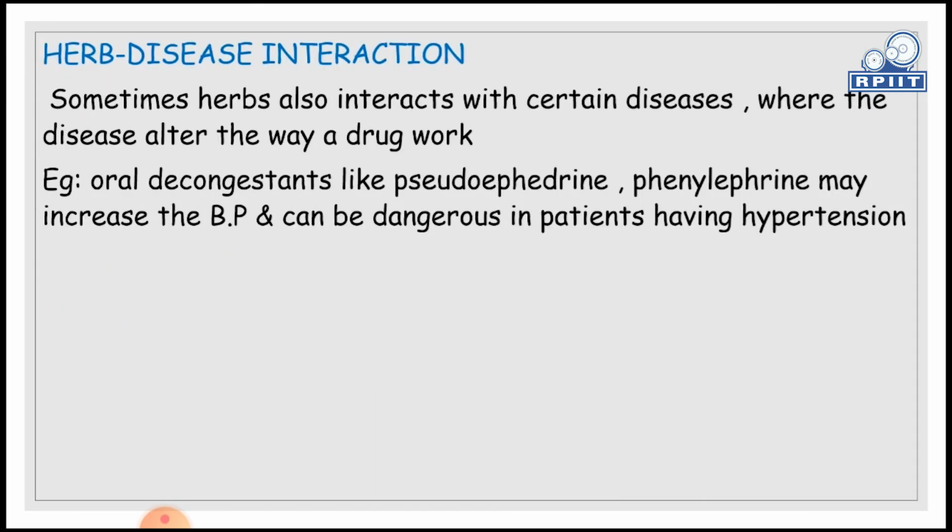The next is herb-disease interaction. In this interaction, herbs should be avoided in some diseases. If we take the example of oral decongestants like pseudoephedrine, these are added in cough syrups. They remove the congestion from the lungs. But these drugs increase the BP of the patient. So oral decongestants must be avoided for patients who have hypertension. They are a dangerous combination for them.